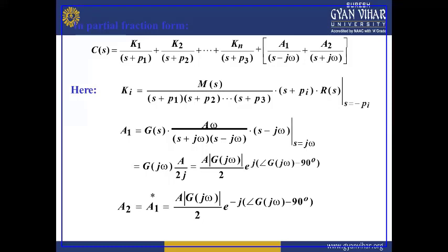A into G(jω)/2 into e to the power j(angle minus 90 degrees). Similarly, the A2 coefficient can also be calculated just by taking the conjugate of A1. When we take the complex conjugate of A1, the angle or the power over here will get changed, and we can directly use this method.